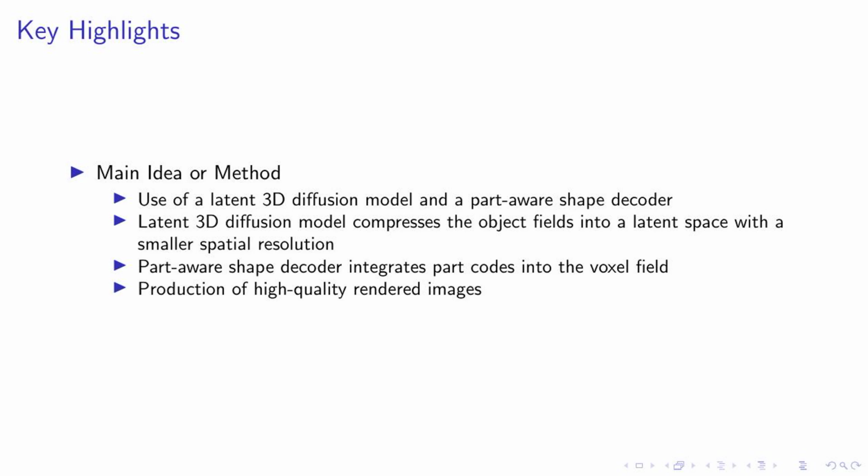On the other hand, we have the part-aware shape decoder. This component integrates part codes into the voxel field, establishing relationships between different parts of the voxel field. The result is the production of high-quality rendered images and semantic part maps. These two components work in tandem to generate part-aware neural voxel fields, enhancing the geometric details and the quality of rendered images. This method has proven effective in generating precise part-aware shapes, as we will see in the following slides.